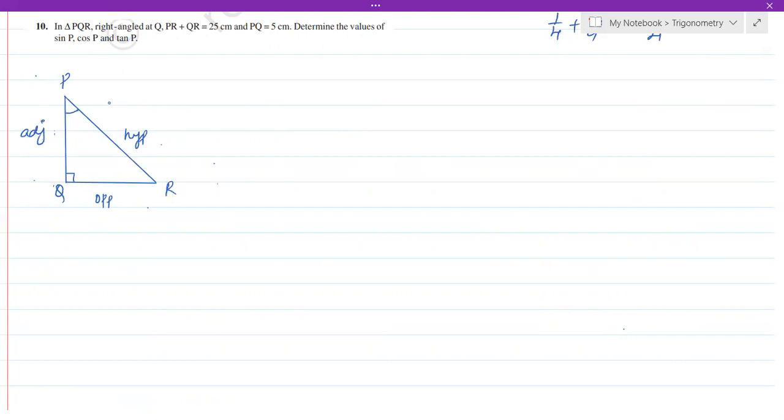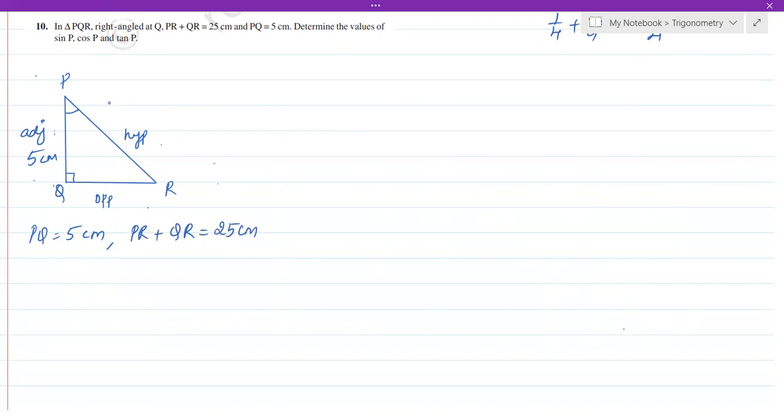Now usually any two sides will be given, and we will find the third side. But what they have done here is they have given the value of PQ, which is 5 centimeters, but they have not given you the other side. They have given the sum of two sides, that is PR plus QR is given. If any other side was given, we can find the third side easily using Pythagoras theorem. So here we have to apply a bit different technique. So what is given is PQ as 5 centimeter. Along with that, they have given that PR plus QR is equal to 25 centimeter.